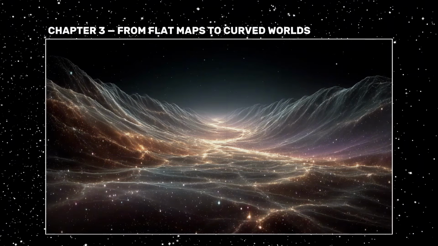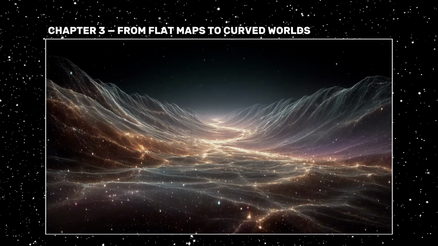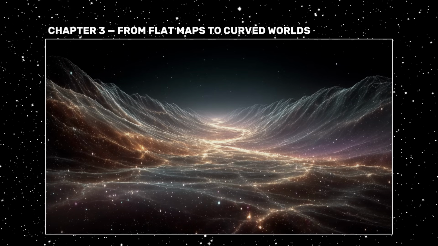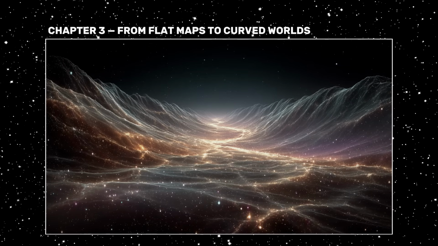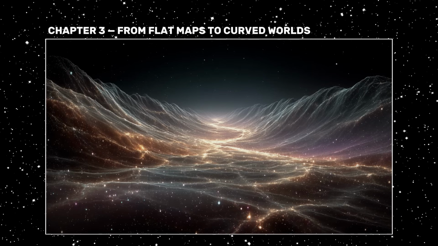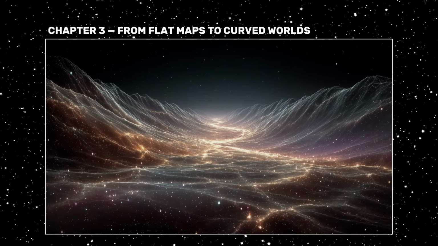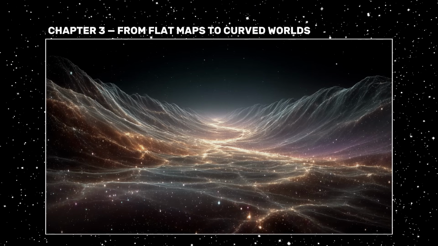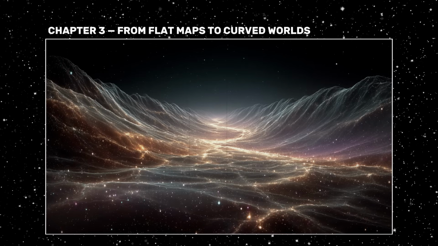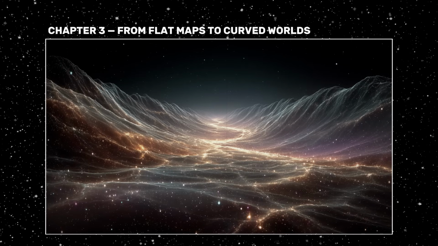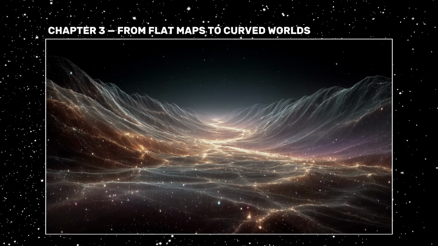Chapter 3. From Flat Maps to Curved Worlds. For much of human history, geometry was thought to be the study of flatness. Euclid, working in Alexandria more than 2,000 years ago, codified the rules that seemed obvious to anyone drawing lines in the sand or marking shapes on papyrus.